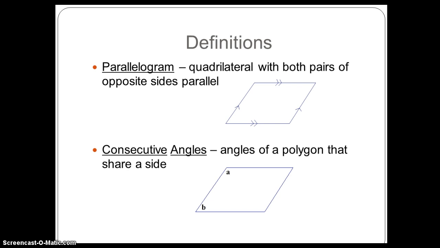The other definition we need to be familiar with is consecutive angles. And we think of consecutive as two things that come right after another. That's the same thing consecutive angles are: angles of a polygon that share a side.